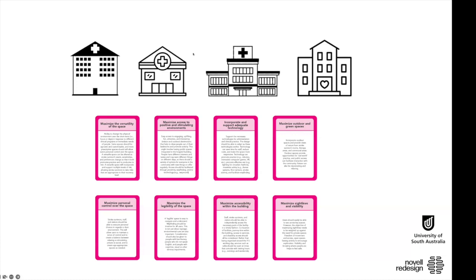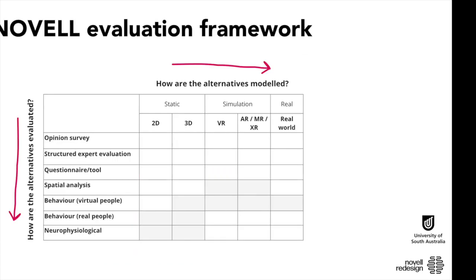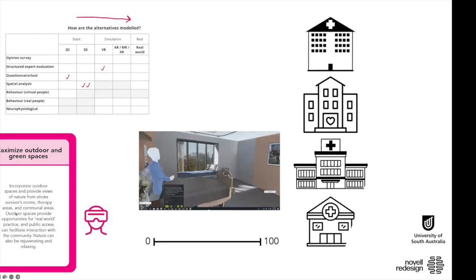So essentially, we have 4 different hospital designs that are completely different. And by getting people to evaluate against the values that we had defined in the project, we're able to make some conclusions. So I'll skip through this reasonably quickly because you can read more detail in any of our web documentation. But we looked at how we can use opinion surveys, questionnaires, behavior modeled neurophysiological measures in both 2-dimensional, 3-dimensional, virtual reality or augmented reality and real world environments to look at how we evaluate each of these things.